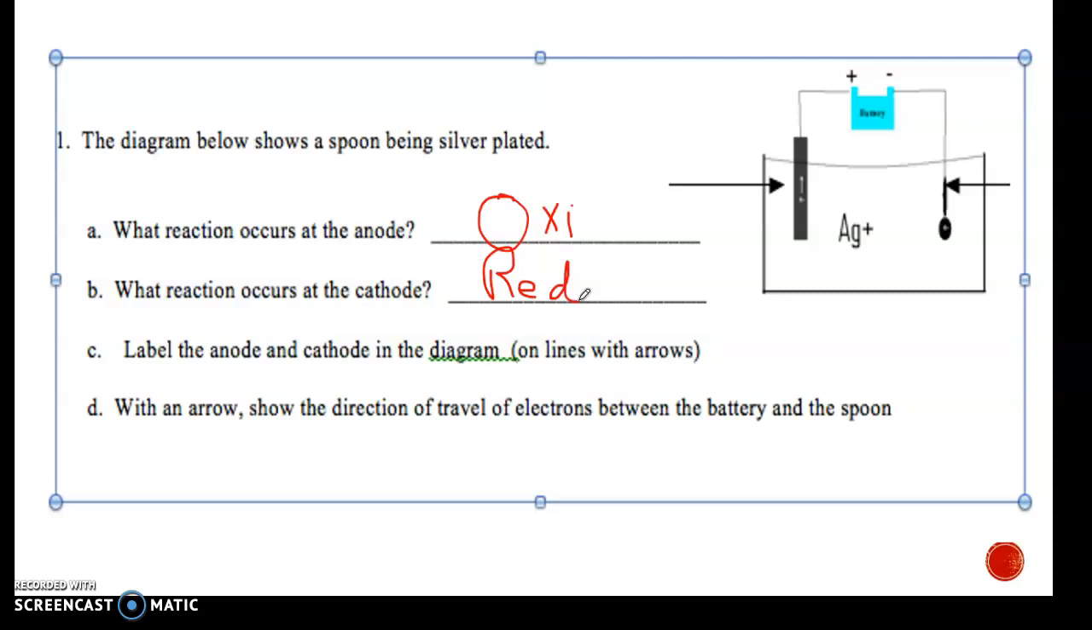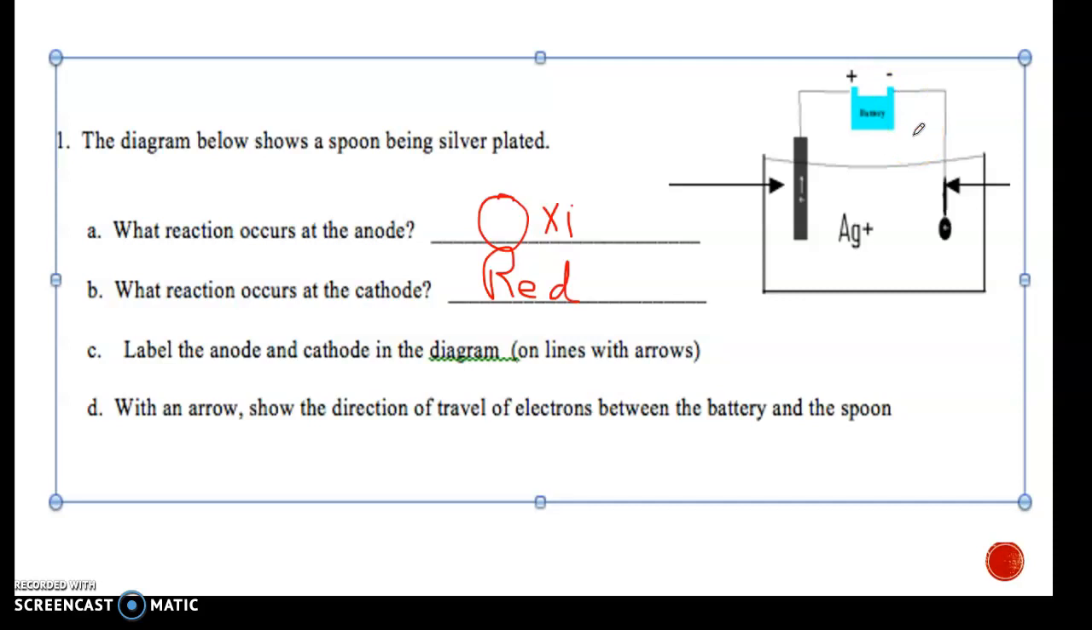C. Label the anode and the cathode on the lines with the arrow. Now, you're like, okay, how am I going to label the anode and the cathode? Well, we already know that we have silver there, and then we have a spoon right here. So I don't know which one is my anode and which one is my cathode. Well, remember, in this case, we're really going to focus on which one is the positive electrode and which one is the negative electrode. Because if we remember that, if we look on the battery, we can help determine which one is the anode and which one is the cathode.